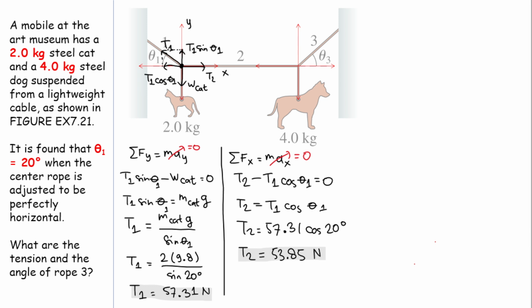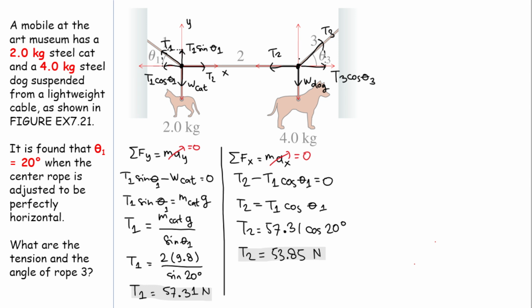Okay, now let's do analysis, but this time on this dog, right? So we'll have the weight of the dog pushing this down. And I also have T2 here pulling this to the left. And then we will have T3 here, that is the tension of this rope, which is T3, right? And I think we can decompose this again. So I will have T3 cosine of theta in this side, T3 cosine of theta 3.